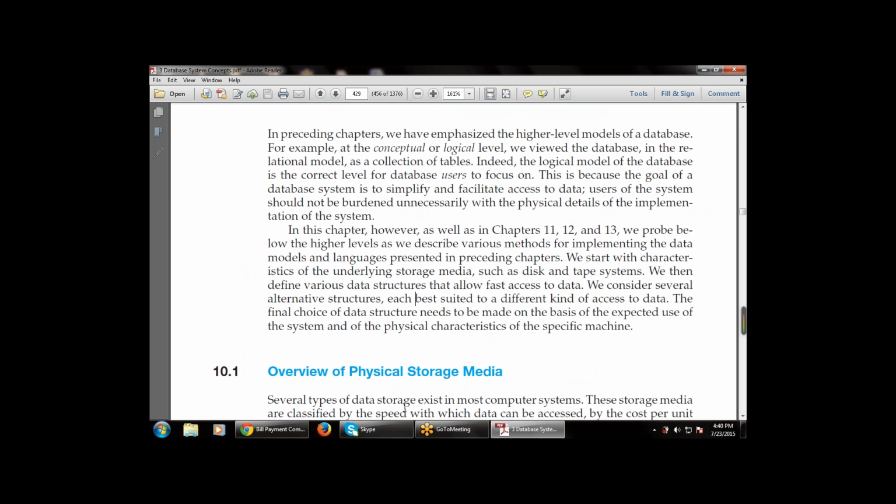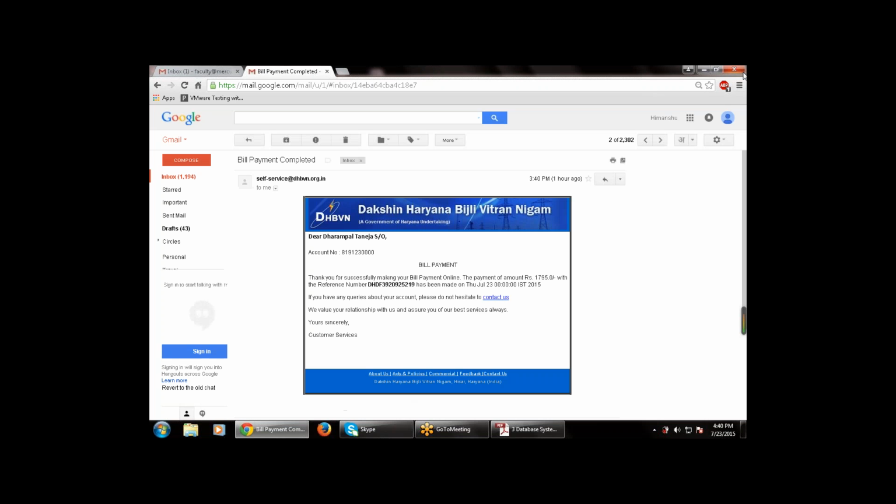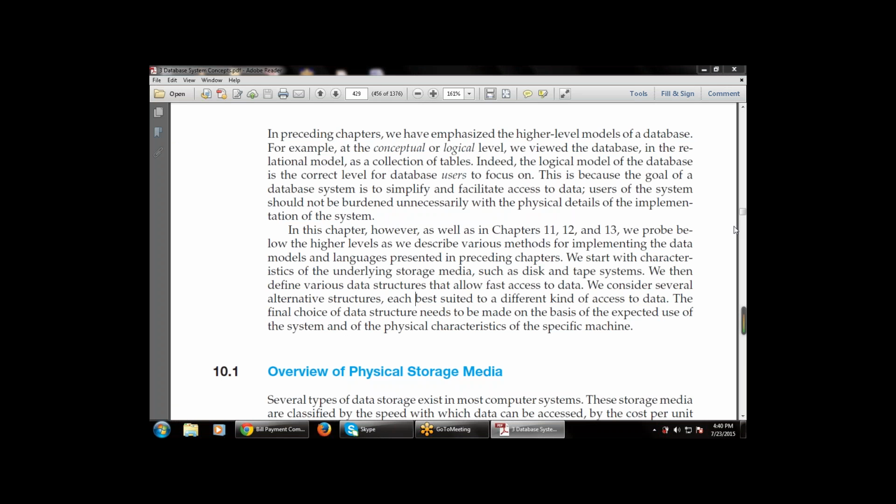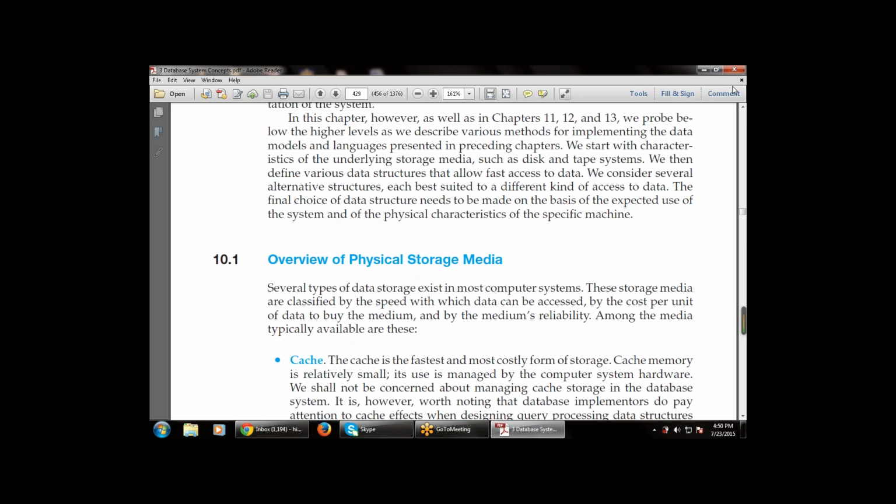First is the overview of physical storage media. That is, what the physical storage medium used with the database is. As the name suggests, a storage medium is a physical medium in which we can store the data. That means we can touch it. Several types of storage media exist in most computer systems.